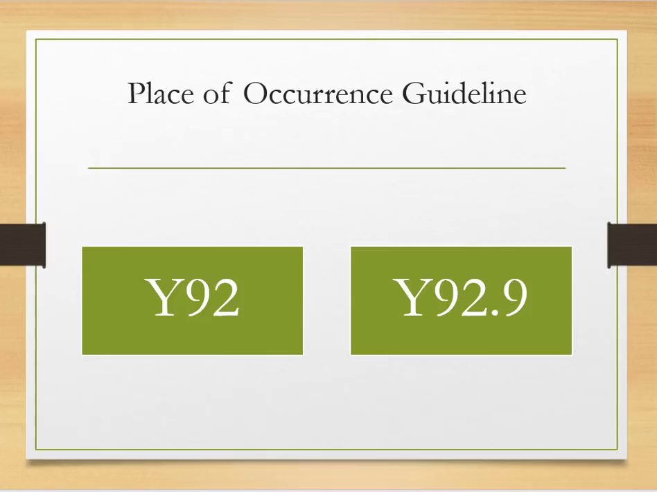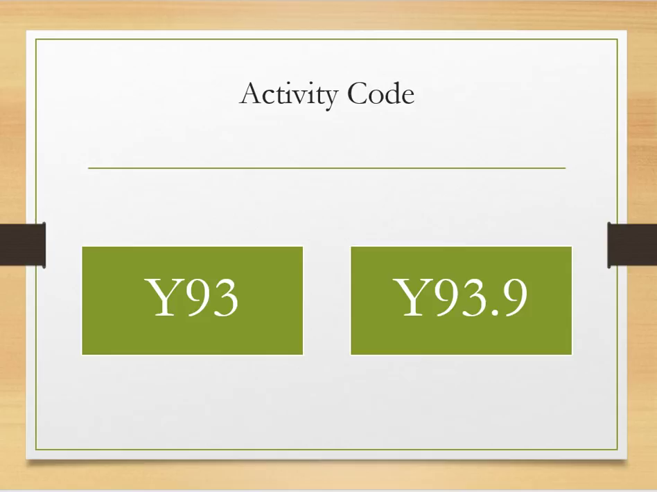Next up, we have our activity codes. They are in code family Y93. They describe the activity of the patient at the time of the injury or other health condition that has occurred. Only one activity code is used, and it's used once at the initial encounter for a treatment. Also, these activity codes do not apply to poisoning, adverse effects, misadventures, or sequela.